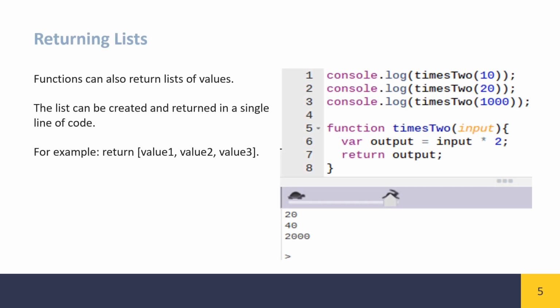Returning lists. Functions can also return lists of values. The list can be created and returned in a single line of code. For example, return [value 1, value 2, value 3]. Here is an example program.